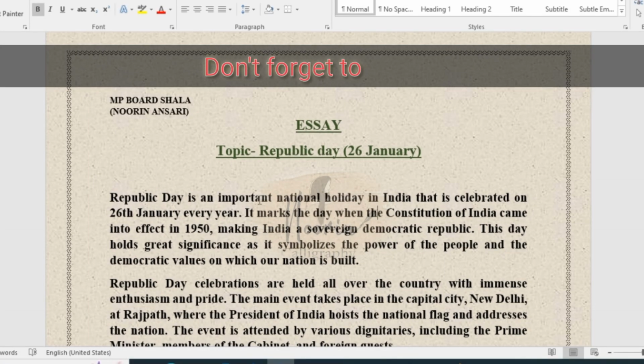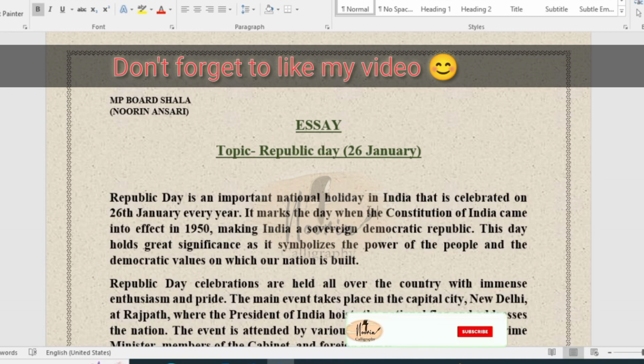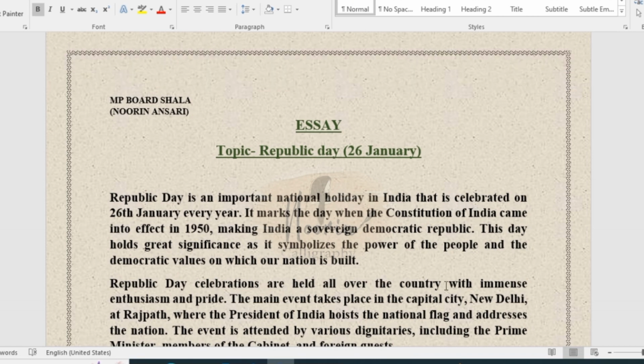Republic Day is an important national holiday in India that is celebrated on 26th January every year. It marks the day when the Constitution of India came into effect in 1950, making India a sovereign democratic republic. This day holds great significance as it symbolizes the power of the people and the democratic values on which our nation is built. Republic Day celebrations are held all over the country with immense enthusiasm and pride.